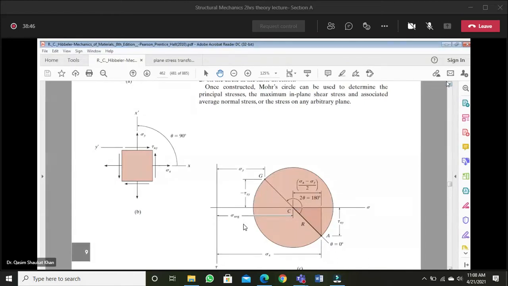So is this point clear? That the theta on the Mohr circle will be twice the theta on the element. If this point is clear, please let me know. If you have any question, please let me know.